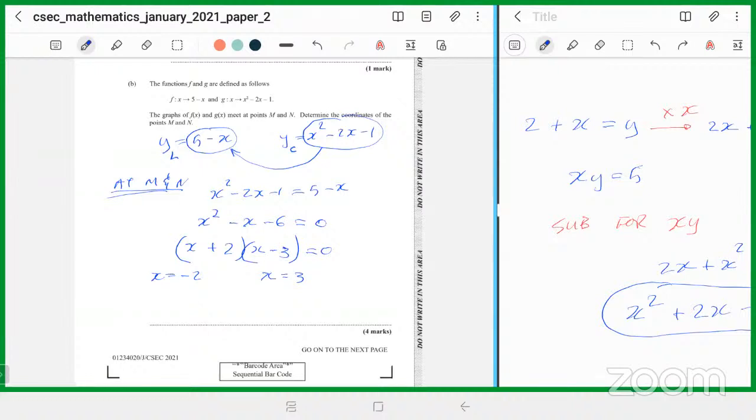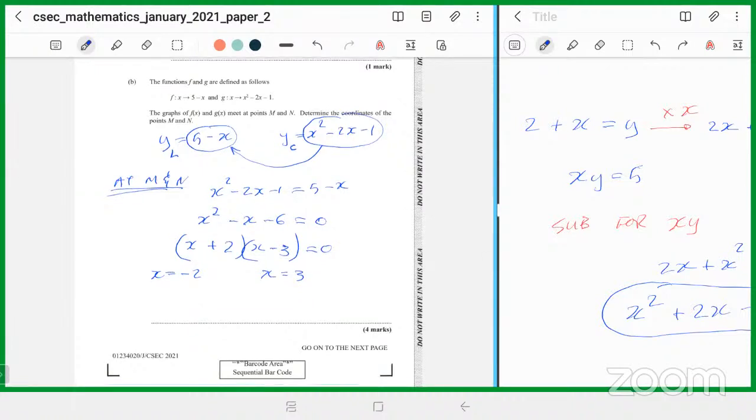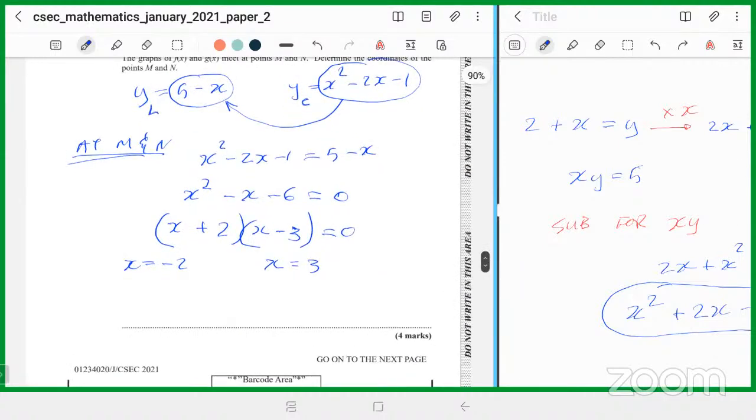So it's kind of easy now to find the y value because we're just going to substitute the negative 2 in the line right here for this one. So for this one, y equals, and if I put the negative 2 here, I'm going to get 5 minus negative 2, which will become 7. I'm going to write the 7.